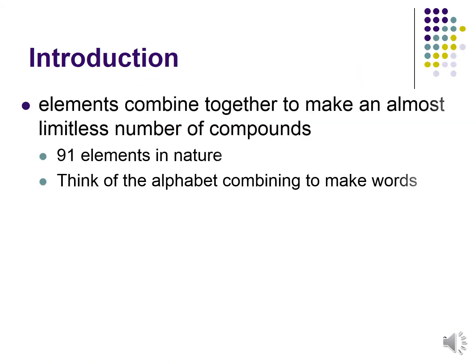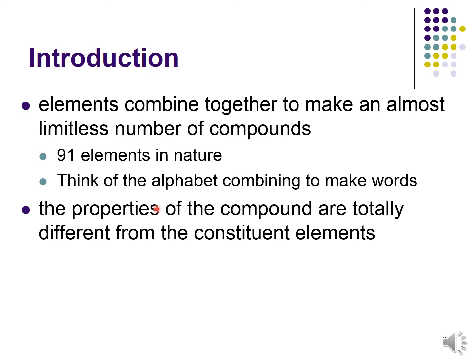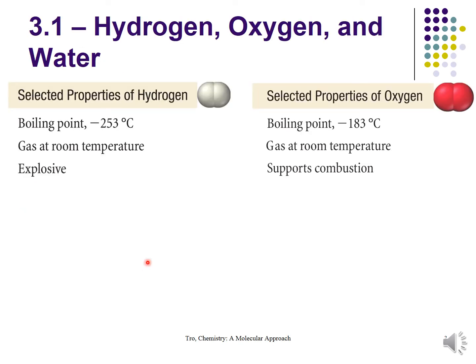So starting with the introduction here, it's telling us that we have 91 elements in nature and 118 total, and we can combine those in many different ways to create compounds. When we do combine them to make compounds, they lose their individual properties.